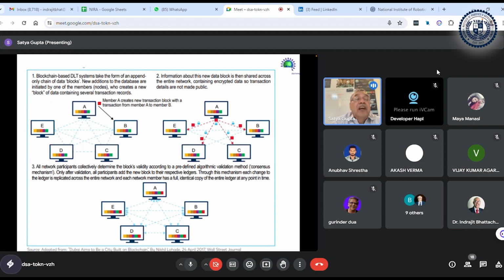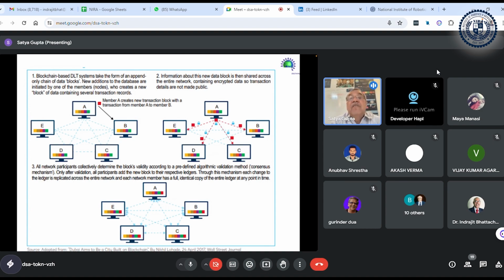New additions to the database are initiated by one of the members, actually nodes. You have to become a member of the blockchain to become the node there. So suppose you are a user, you want to use a blockchain, so on your mobile or on your laptop you will have to create a wallet. If you know the CBDC, that e-rupee of India, you have to create a wallet on your mobile, and then you become a member actually. In this case your KYC is done, but in some cases even KYC is not required to be done. So you'll see when it is required, when it is not.